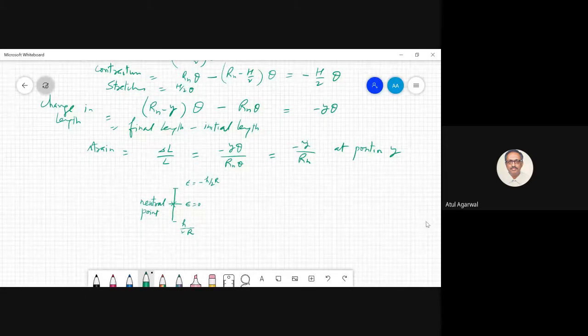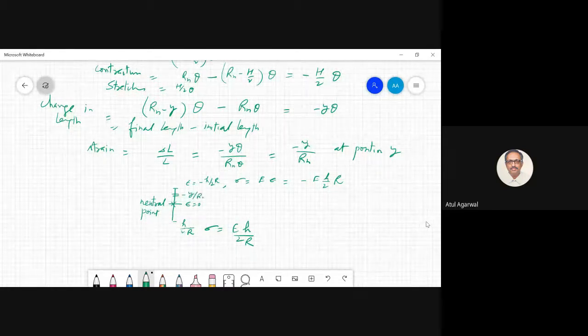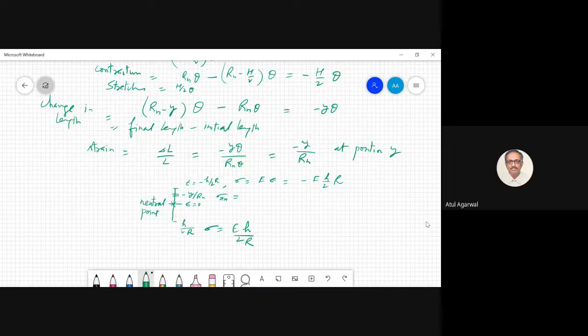So what is the stress here? Stress is sigma E epsilon. So you get minus E h by 2r. What is the stress here? E h by 2r. At position y, I calculated my strain as minus y by Rn. So my stress becomes, I will call this stress sigma xx. I will explain you later on. So you see stress is compressive in the upper half, tensile in the lower half. So this is the stress.